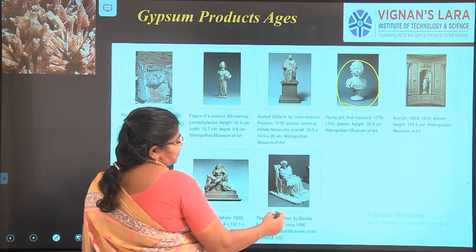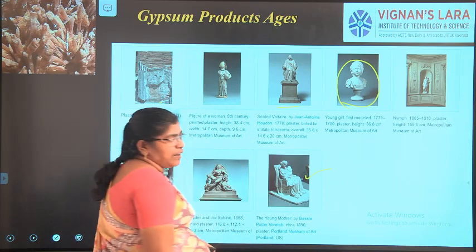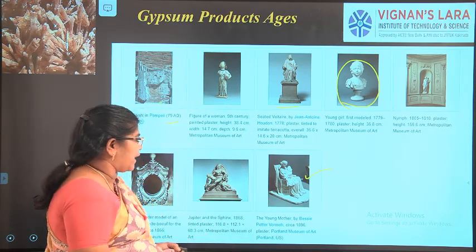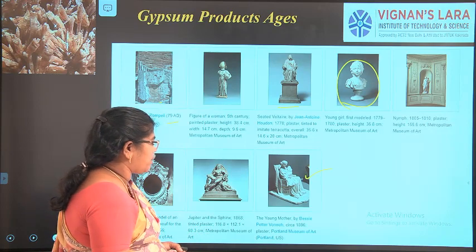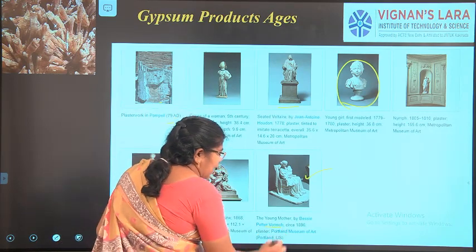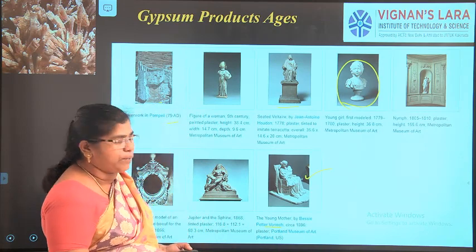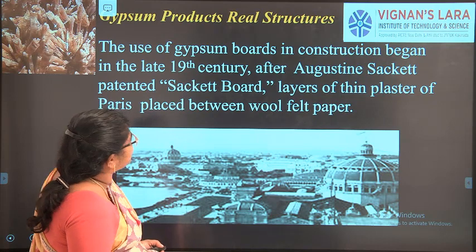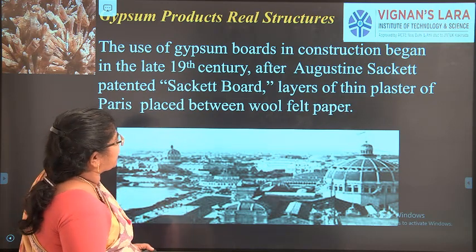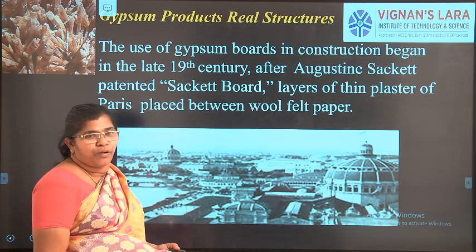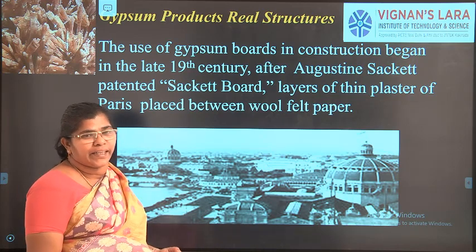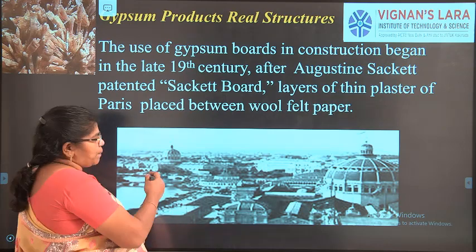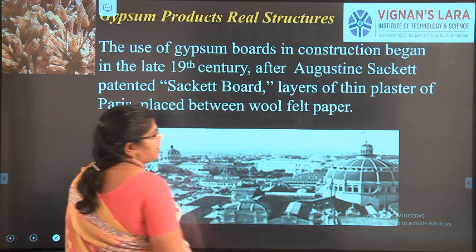And here you can see one of the very famous sculptures, a woman holding a baby. It is by the famous Bessie Potter Vonnoh, and it is still in the museum in Paris. Okay, these are some things. Also, Augustine Sackett is the person who found that gypsum board can be used, in 1888, and he helped in most of the structures, right?